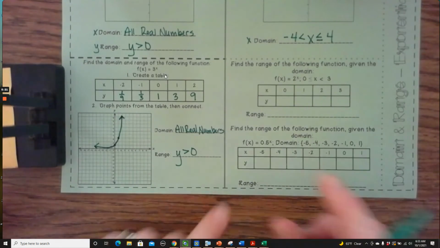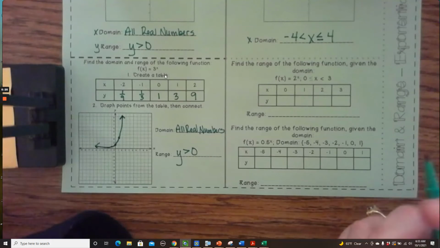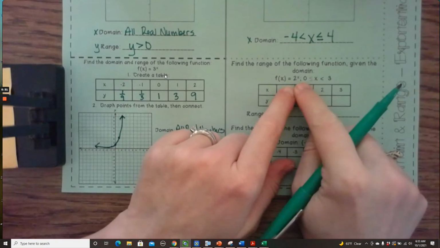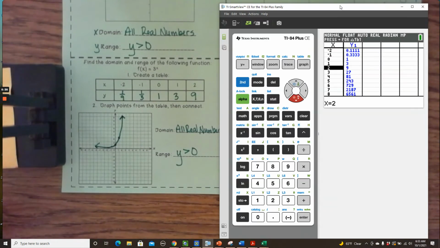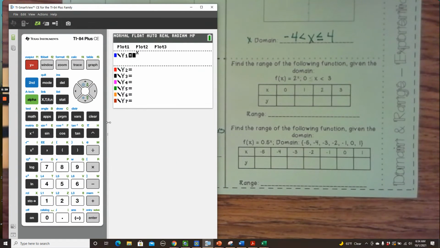All right, so we've got find the range of the following function given the domain. So they've given us the domain. They've given us the x's, okay? So we've got 2 to the x. So I'm going to go back to my calculator, and in y equals, I'm just going to swap out that 3 for a 2. So that's my function, 2 to the x.